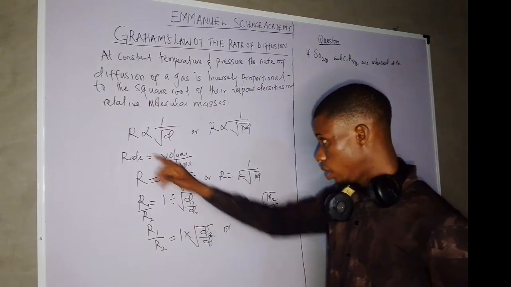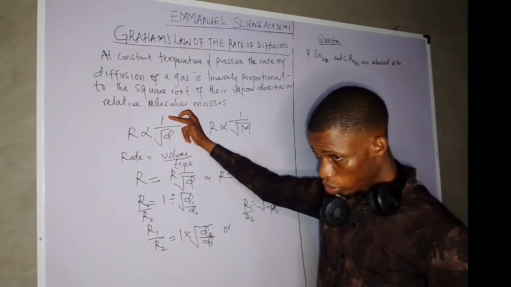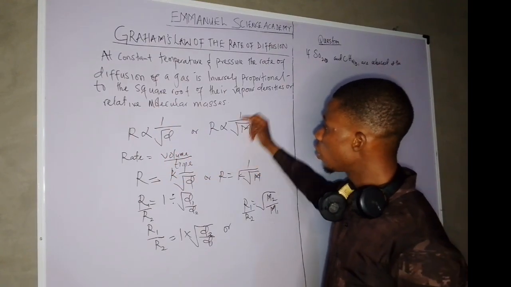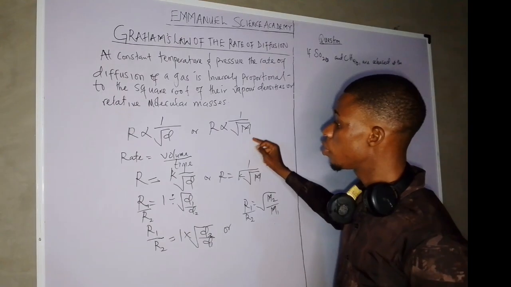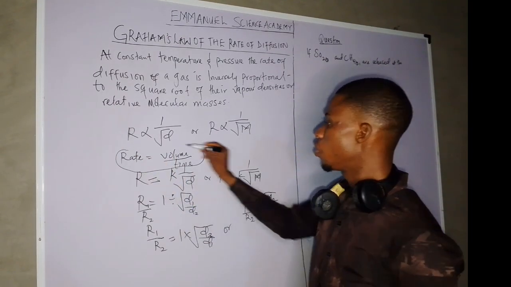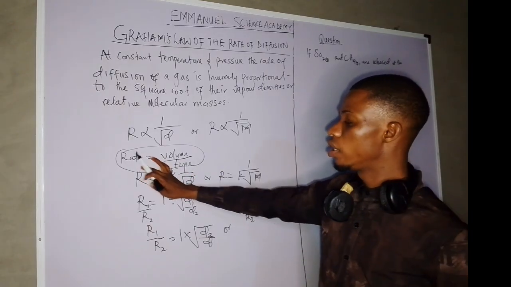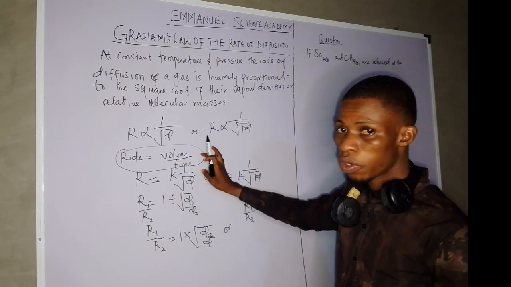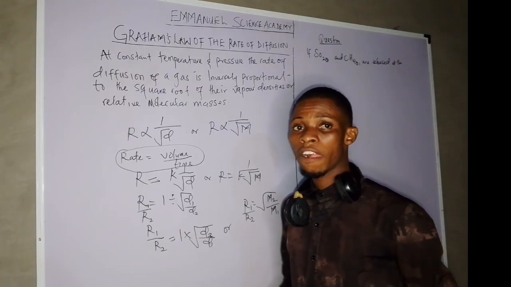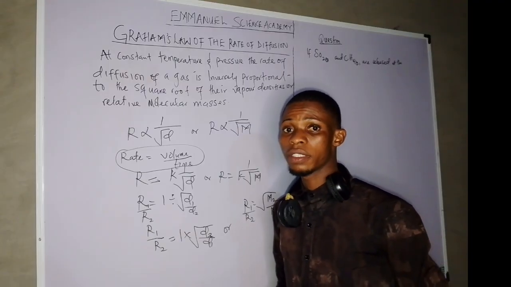So now the rate is inversely proportional to the square root of their vapor density or the square root of their relative molecular mass. And what do we have to take note of? We have to take note that rate is equal to volume over time. So I'm going to solve questions in the next class.